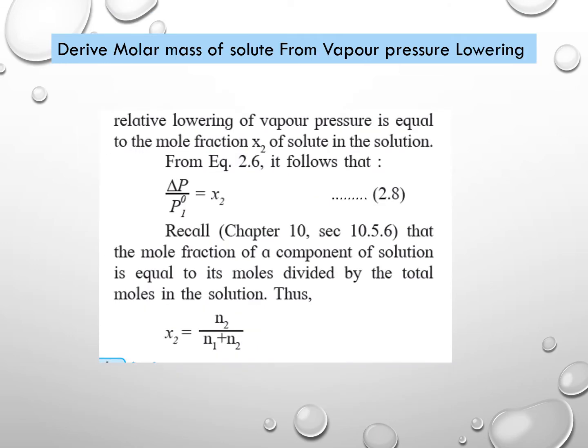Now how can we use this equation? Now we can derive the molar mass of the solute using the vapor pressure lowering equation. Now let's see how this can be done. The relative lowering of vapor pressure is equal to the mole fraction of the solute, that is x2. Okay, then it follows that delta P, that is the lowering of vapor pressure, upon P1⁰, the vapor pressure of the pure solvent, is equal to x2. Now we had studied last year how to find mole fraction. Your mole fraction x2 is equal to the number of moles of solute upon the total number of moles of solvent plus solute.